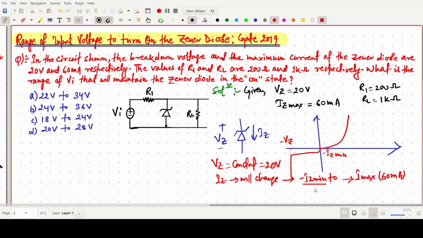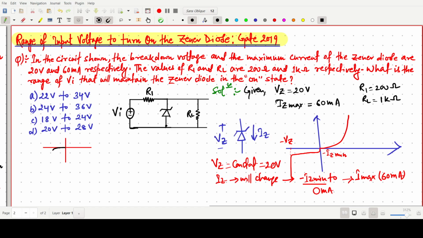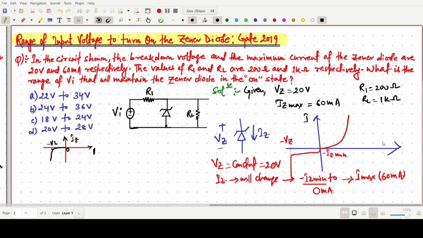The minimum current may be considered at zero milliampere, because the Zener characteristic will be like this, meaning it should be minus VZ, so it is almost at zero. This should be our I, IZ and V, or for a simple diode, one can also say I and V. So the maximum value of IZ is given as 60 milliampere, and the minimum IZ min will be 0 milliampere. So this is the concept.